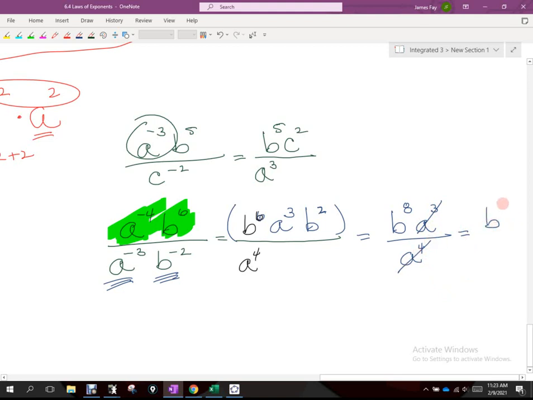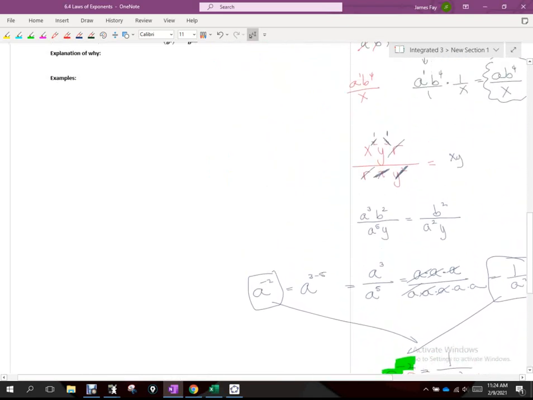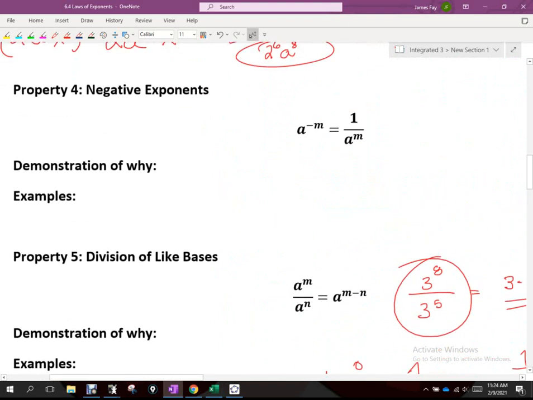And where are you left with an a? Is it up top or on the bottom? It's on the bottom. The a to the 1st on the bottom, right? That kind of makes sense? My personal preference and my suggestion to you is every single time that you see a problem that starts with a negative exponent, or in some manner you generate a negative exponent, immediately change it to a positive exponent. Okay.